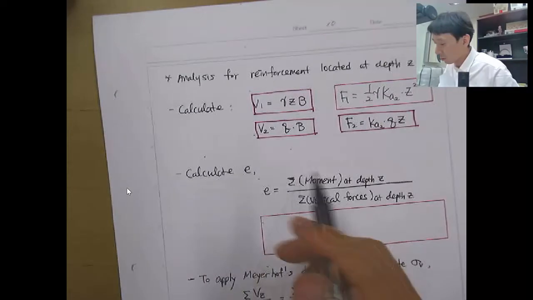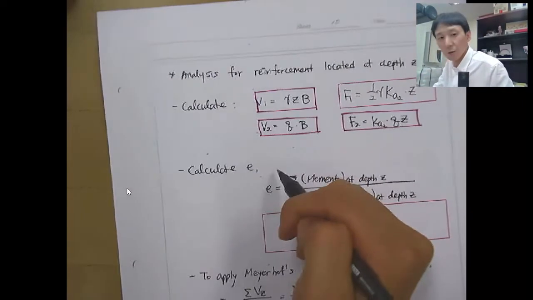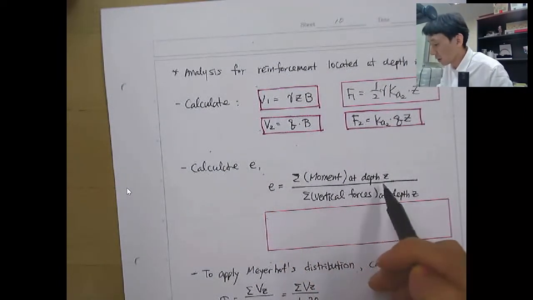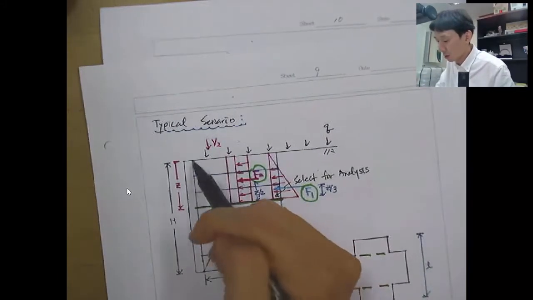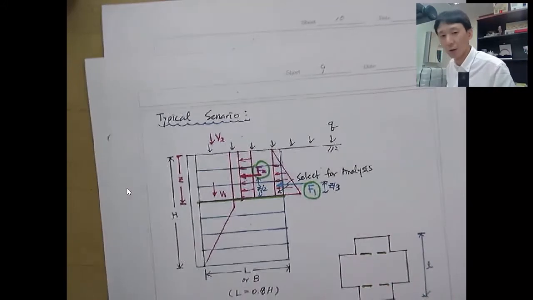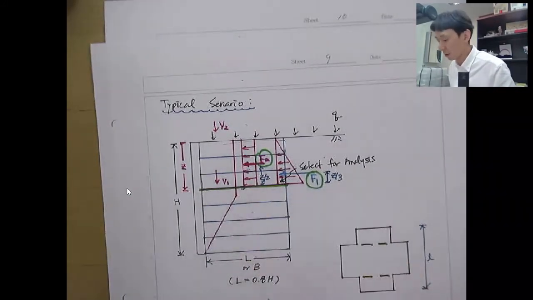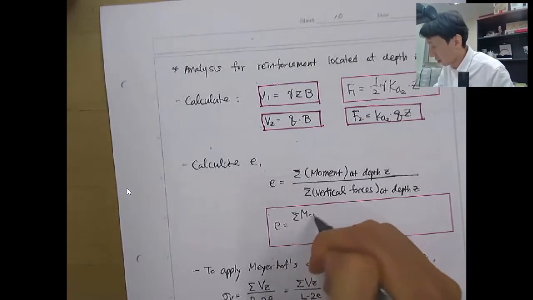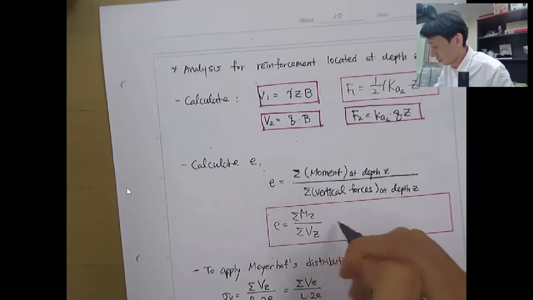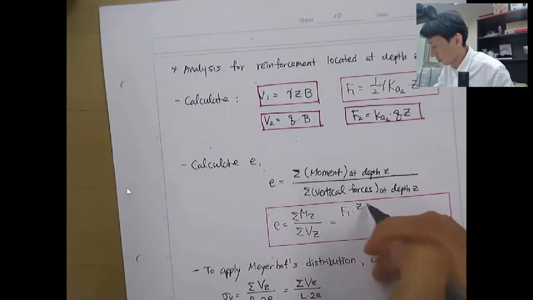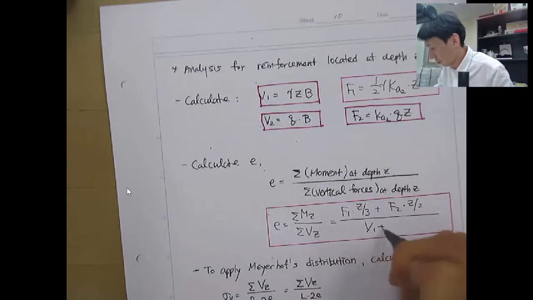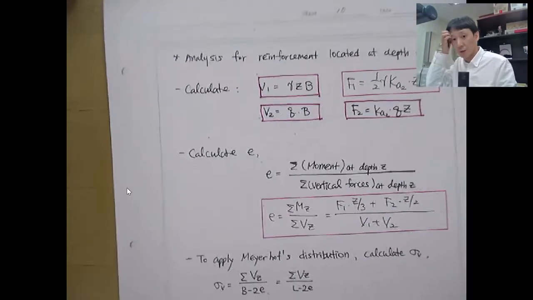And we also need to compute the eccentricity E, to follow the Meyerhof distribution. Here E is determined from the summation of the moments at depth Z. That is this block, and the pivotal center will be at the center, half of the length L. So E will be computed with V1 plus V2.